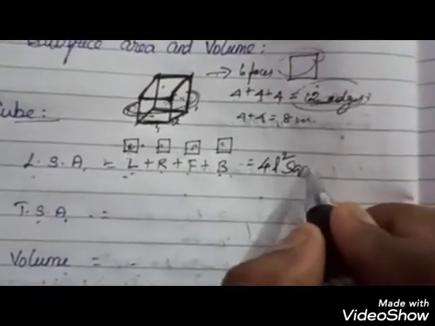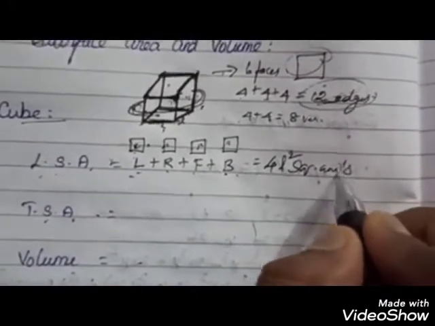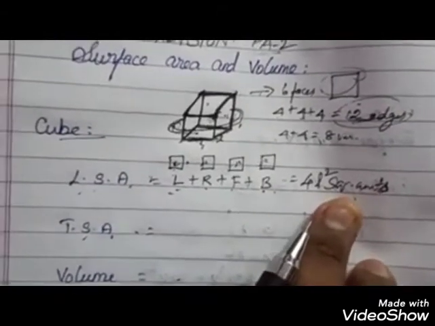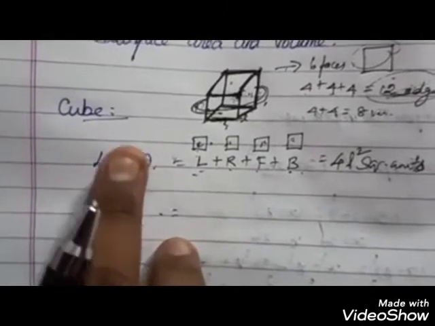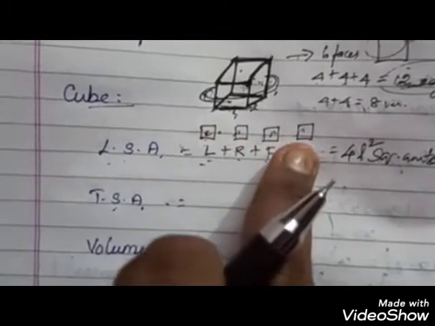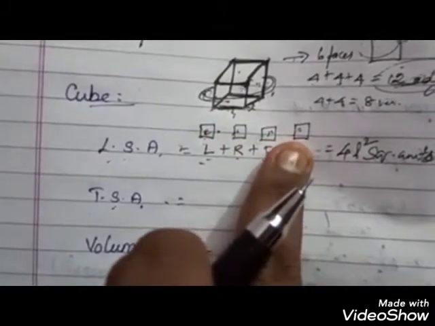Another important thing, you need to mention square units. It is very important that you mention the units. Now you see the lateral surface area of a cube is the sum of the areas of the 4 square faces.